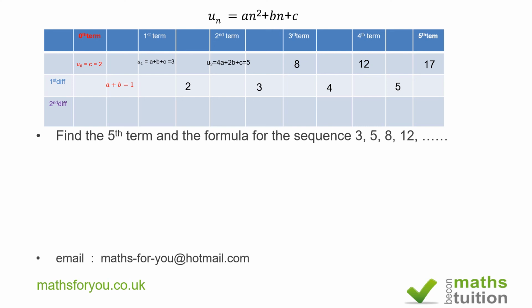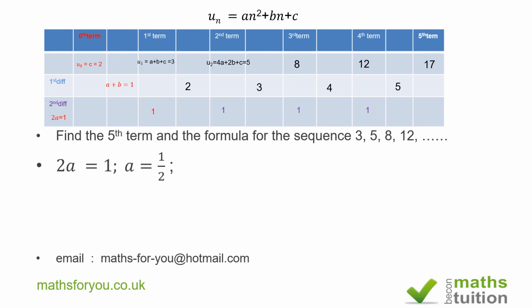Now we need to find the second difference. So we do 2 minus 1 is 1, 3 minus 2 is 1, 4 minus 3 is 1, 5 minus 4 is 1. Because the second difference is a constant of 1 there, it means that our sequence is a quadratic sequence. Right, so we now have that 2a is equal to 1. So if 2a is 1, a will be 1 over 2, which is a half. Okay, so we can find b.